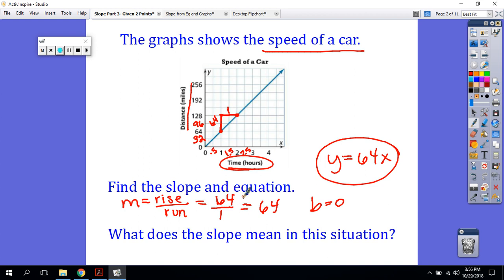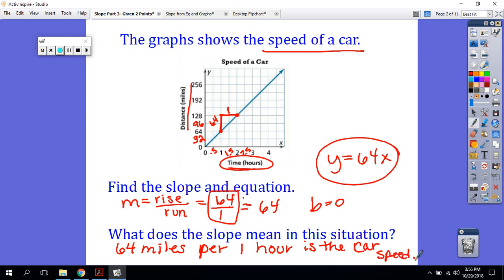Is the 64 over 1, is the 64 going to relate to the miles or to the time in hours? Miles. So we would write 64 miles per 1 hour is the car speed. Or the car speed is 64 miles per 1 hour.